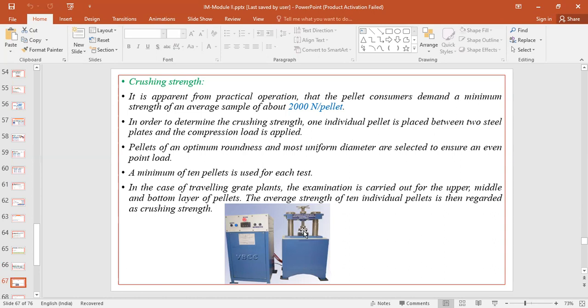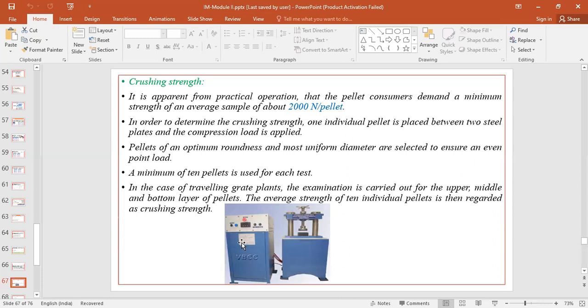One is fixed, the other one is mobile. Once we have kept this pellet in between these two jaws, mostly the upper jaw will be fixed and the lower jaw will be in the moving condition. So it is allowed to start, and once these two jaws come in contact with the surface of the pellet, the load starts applying on it, and it is observed on this digital screen.